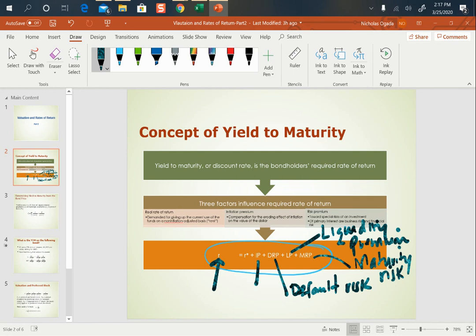For example, if we're looking at a short-term security, a good example is the government treasury bill. A treasury bill for 3 months will not have the maturity risk because we're only talking about 3 months. It will not have a liquidity premium because it is easy for you to sell a treasury bill. It will not even have a default risk, because when it comes to government securities, there is some kind of guarantee that the government will honor them.